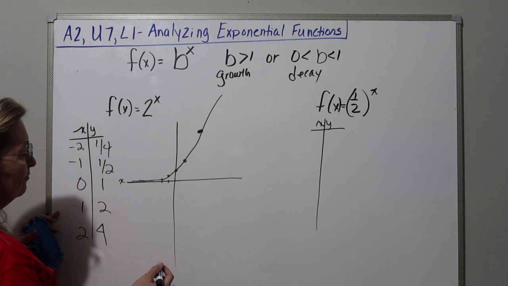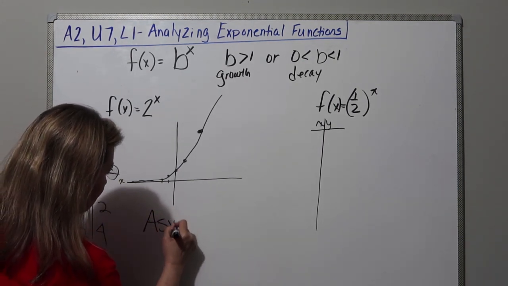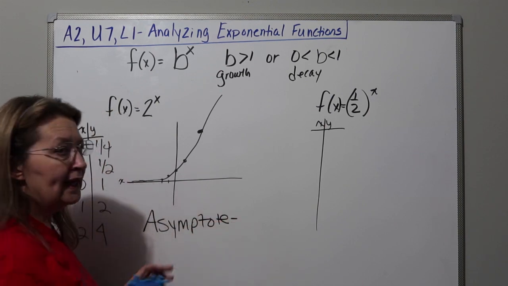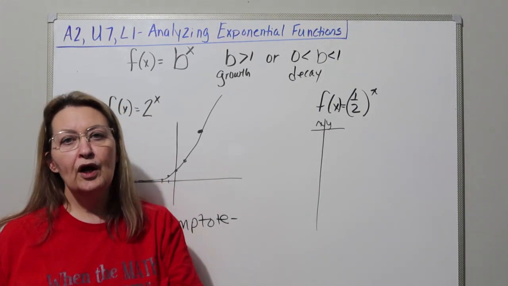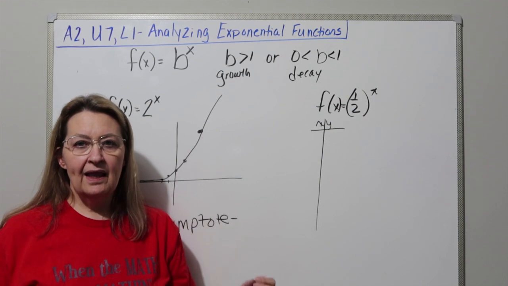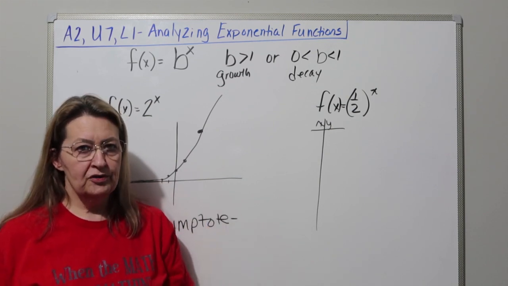We have a name for that, and that is called an asymptote. An asymptote is a line that is approached but never crossed. It's a line that is approached but never crossed.